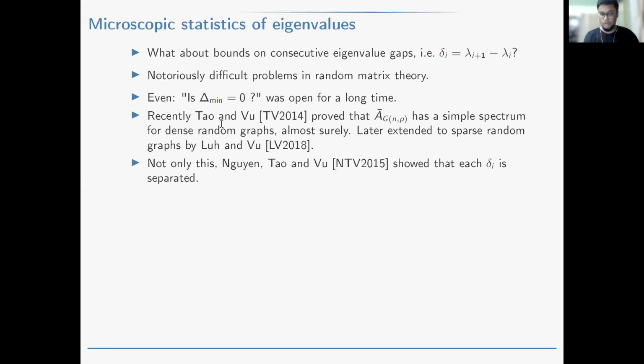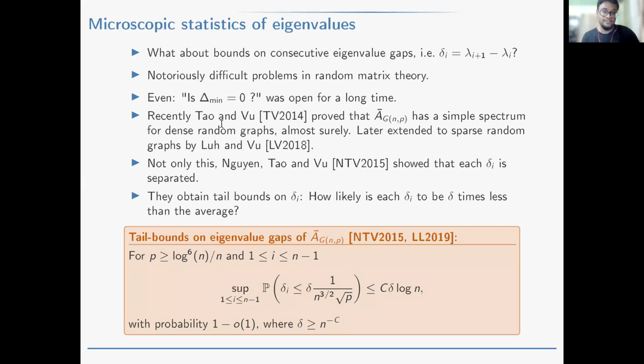Not only this, Nguyen, Tao, and Wu in 2015 showed that these delta i's are not just non-zero, they are separated. They obtained tail bounds on these delta i's. What they wanted to show is how likely these delta i's are to be delta times less than the average gap. Remember, we could obtain the average gap from the semicircle law itself, which was something like 1 over n to the power 3/2 square root of p. So what Nguyen, Tao, and Wu asked is, how likely is each delta I to be delta times less than the average? The result essentially gives a bound on the supremum of the probability that each of these delta i's is less than delta times the average gap, and it is bounded by this quantity, with very high probability.